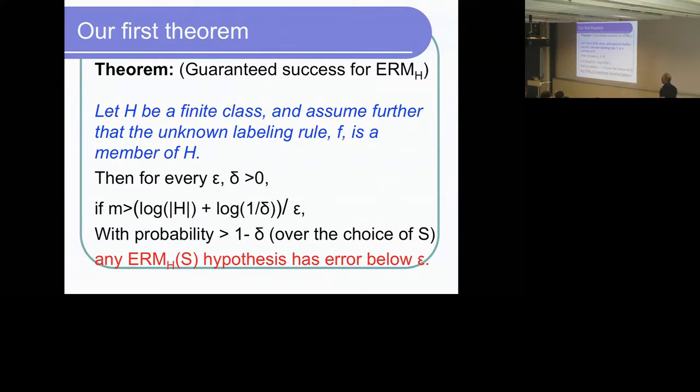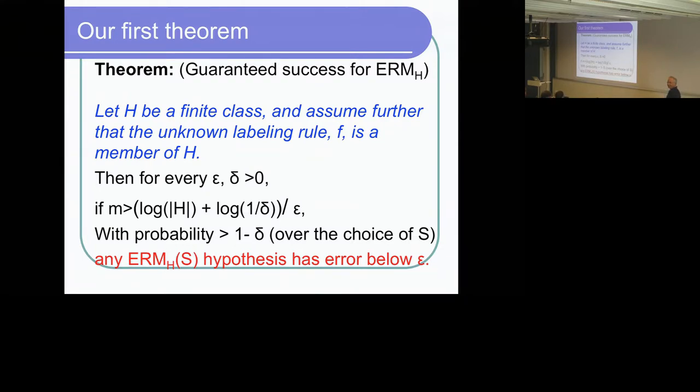So here we get a guarantee that for most samples, with probability 1 minus delta over the choice of samples, if you use ERM with respect to class H, and the class is finite and the sample is bigger than the log of the size of the set, your error will be below epsilon. Is it okay? Can we go into a proof?